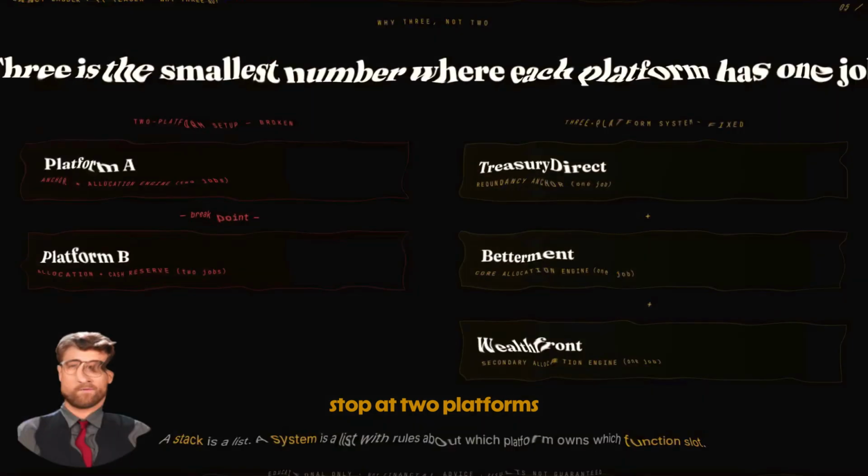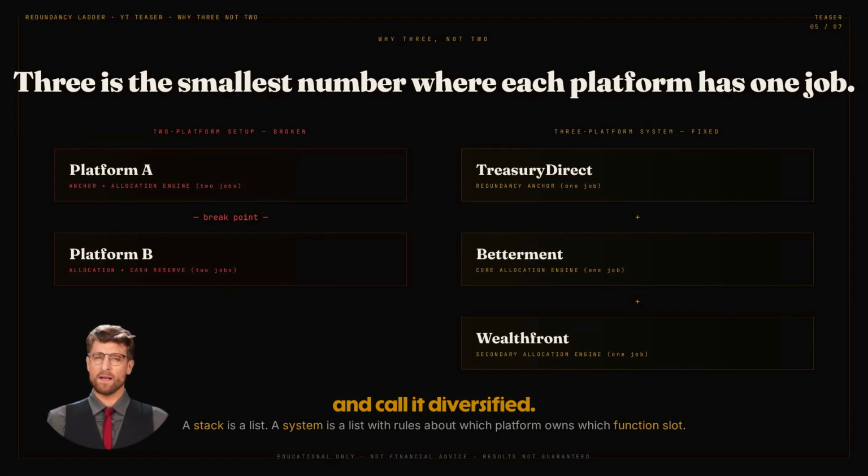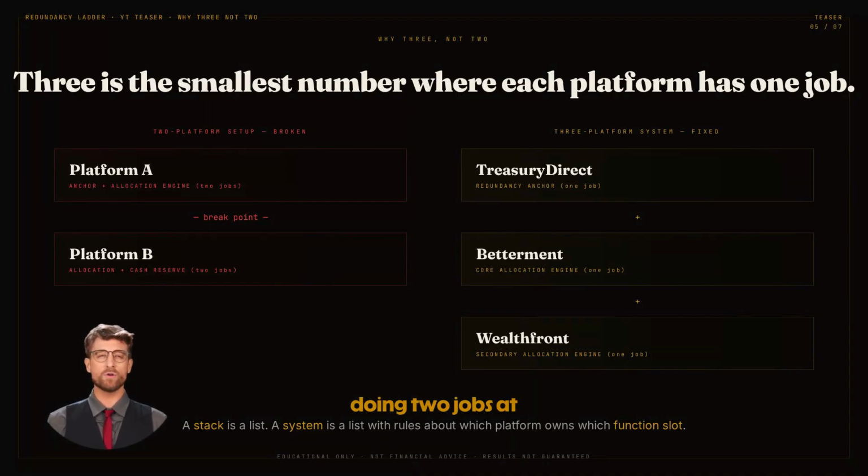A lot of people stop at 2 platforms and call it diversified. The problem with 2 is that one of them is almost always doing 2 jobs at once. Either the anchor is also being used as an allocation engine, or the allocation engine is also being used as the cash reserve. 3 is the smallest number where each platform can play exactly one role. That is the difference between a stack and a system. A stack is a list. A system is a list with rules about which platform owns which function.